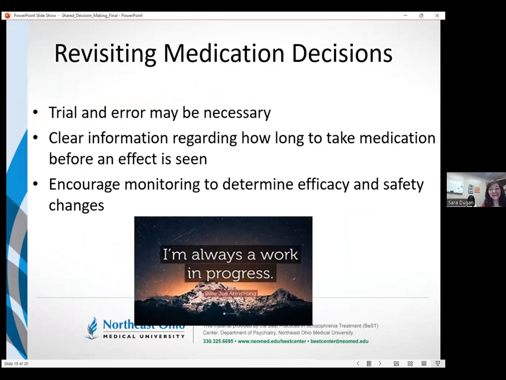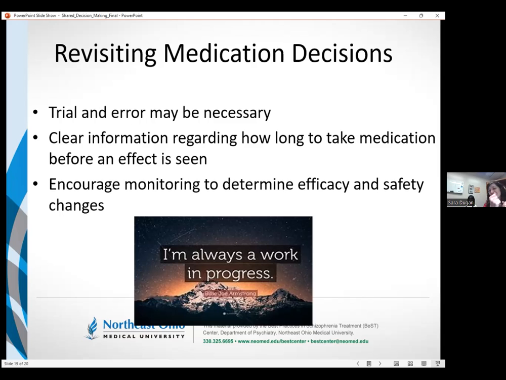Recognizing that trial and error may be necessary. So some of our medications, like antidepressants, they don't work for everyone. We're going to try this. It's going to take a couple months before we could see efficacy. If it doesn't work by June, you know what? At that point, we're going to discontinue this and we'll move to something different. That makes sure everyone's on the same page.